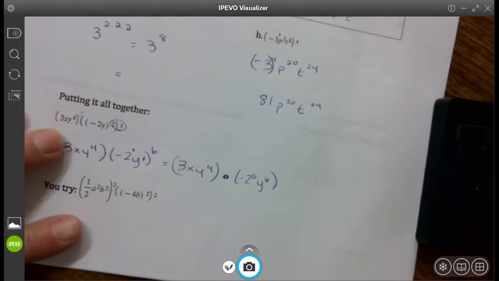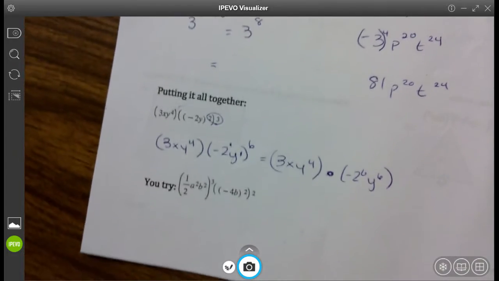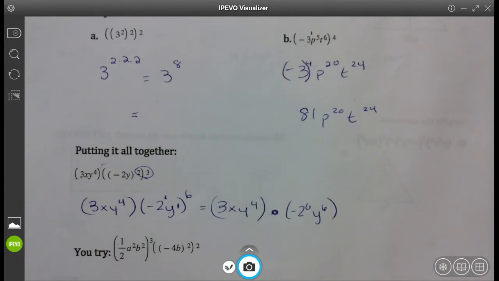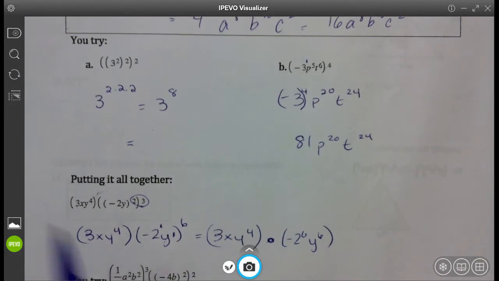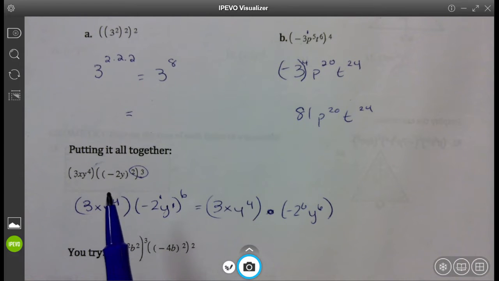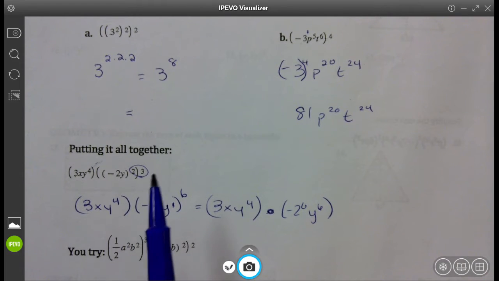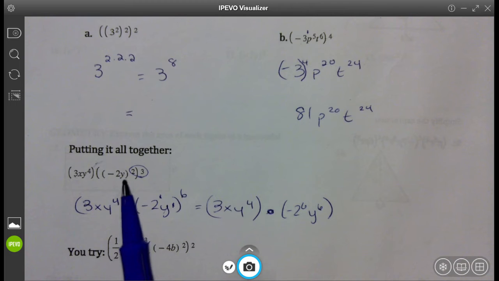All right, where we left off was in this last example. I'd gotten to this part. I was going to multiply these two things together, but first I needed to simplify this monomial.